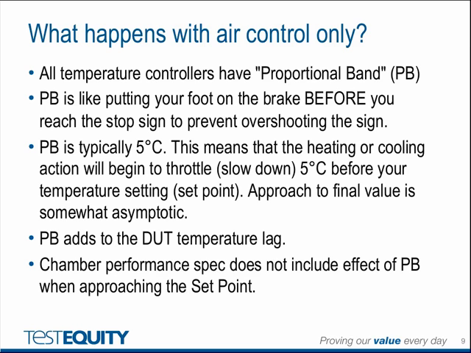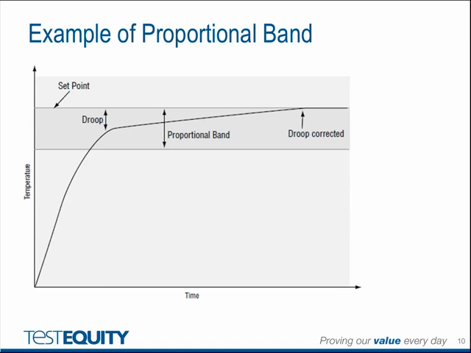The temperature controller begins to throttle at around 5 degrees before the temperature setting. This function is called proportional band. This is analogous to putting your foot on the brake before you reach a stoplight. This adds to the lag in time between when the air sensor measures a particular temperature and your DUT actually reaches that temperature. This graph shows the region where proportional band begins to take effect. There is always a tendency for the temperature to settle below the temperature set point in any proportional system, so this droop is compensated by the reset or integral parameter in the controller's algorithm.